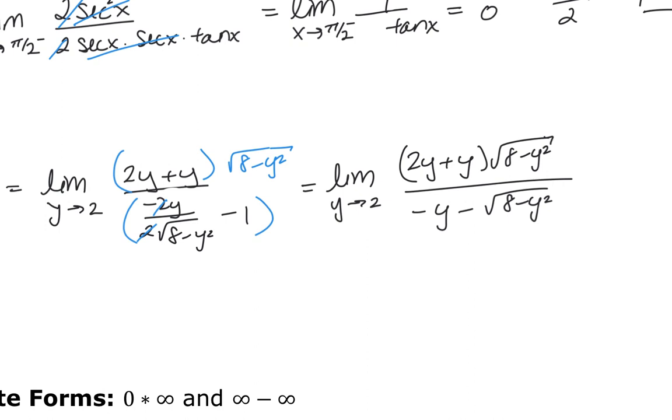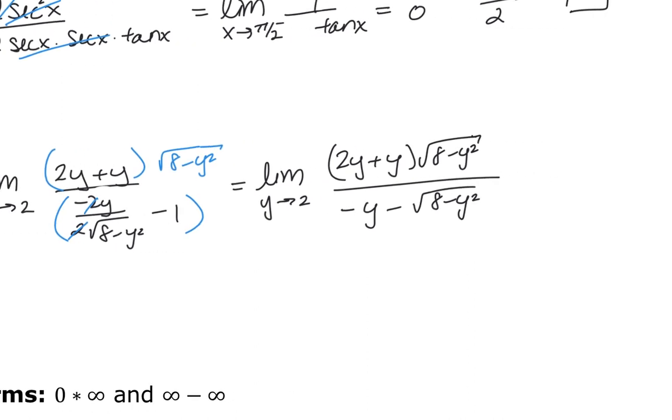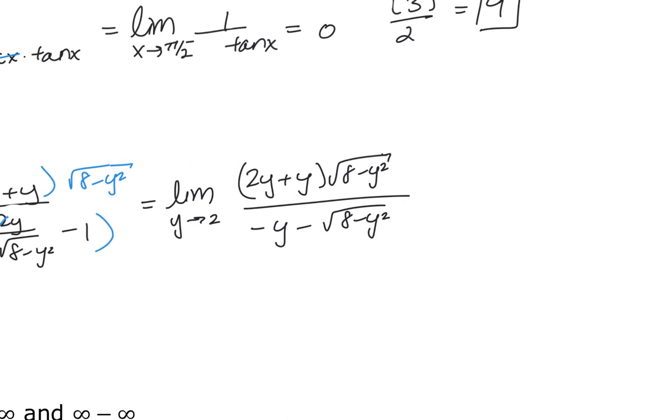And if I were to put 2 in at this point, let's see what happens. If I put 2 in here, I'm going to get 4 plus 2, so that's okay. I'm going to get the square root of 8 minus 4, so that's the square root of 4. These are going to be multiplied together, so that's not 0, so that's okay. I put in 2 here, minus, and it'll be a negative 2 minus the square root of 8 minus 4, so it's the square root of 4. Oh, so I can do a direct substitution at this point.